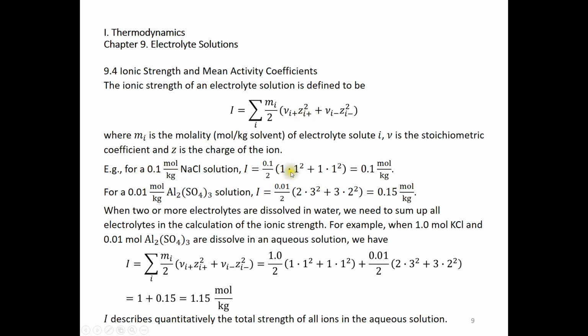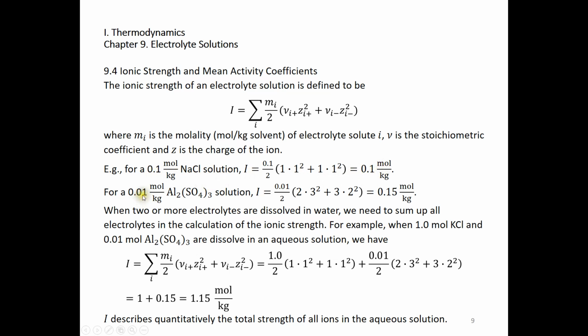Alright, now let's look at a couple examples. For a 0.1 mole per kilogram solvent sodium chloride solution, how do we calculate I? We have only one type of salt, so we don't have to do the sum here. It's going to be just 0.1 over 2, so it has to be divided by 2. The coefficient for sodium is 1, the charge is 1. The coefficient for chloride is 1, the charge is 1. Therefore, the ionic strength for this 0.1 mole sodium chloride solution is also 0.1 mole.